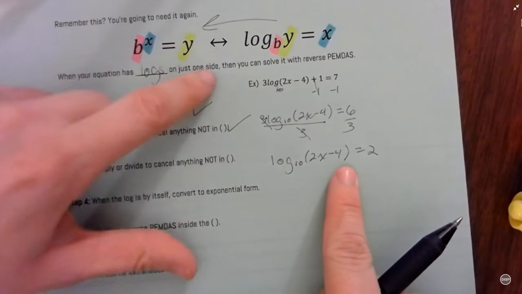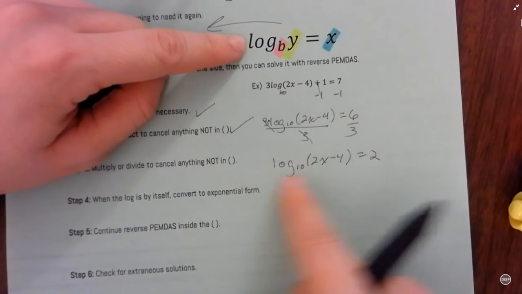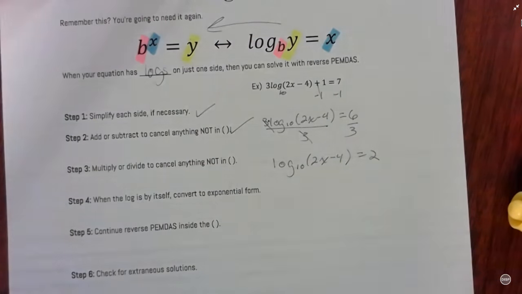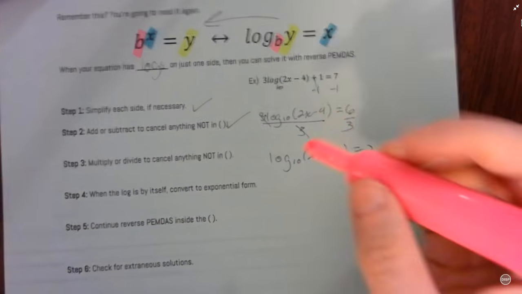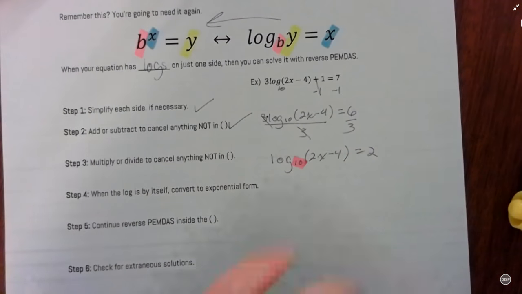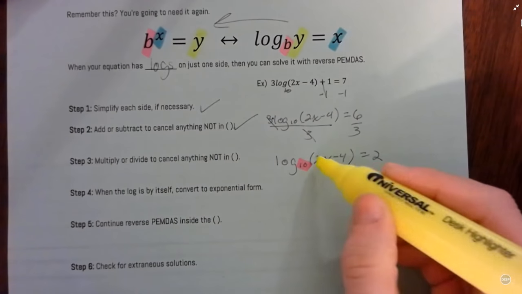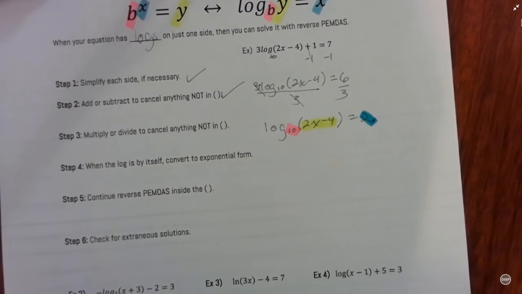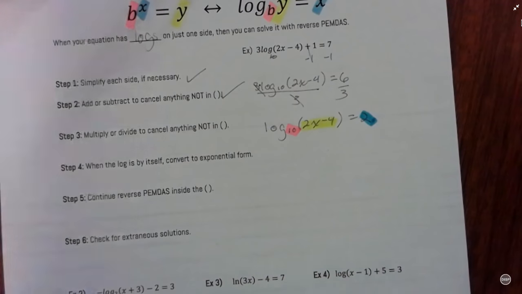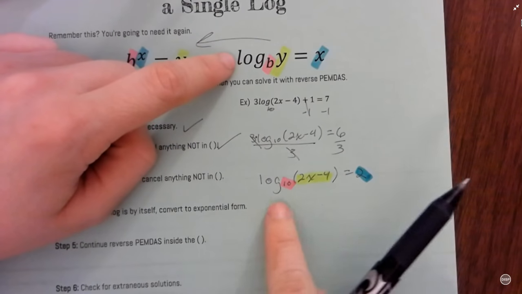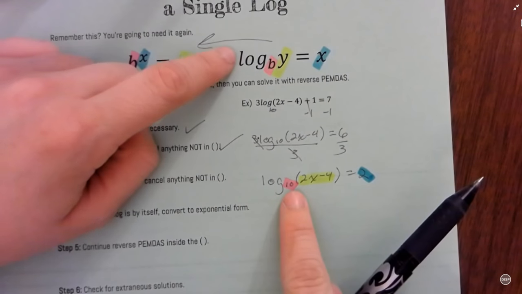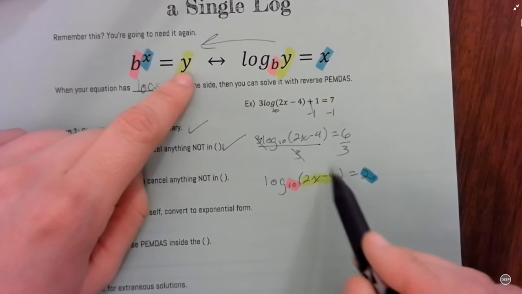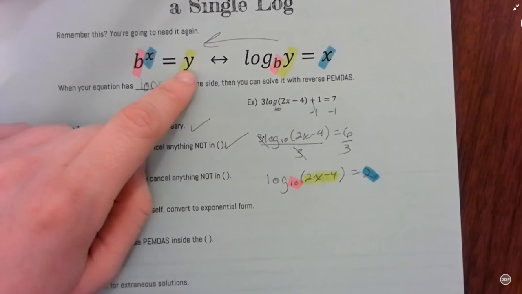And then what I've got here looks like this, and that's what you're trying to get to. You want this to look like this. So you've got your base, your argument, and your exponent. I'm going to go ahead and highlight that. I have my base 10, my argument 2x minus 4, and my exponent 2. Once you get your equation looking like this, then you're going to go ahead and convert it to exponential form, because that will get this part all by itself, and then you can work to get the x by itself.